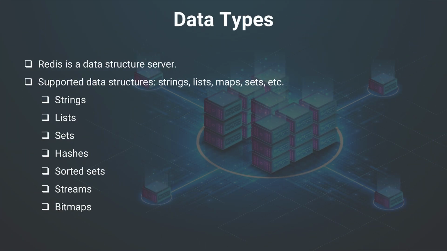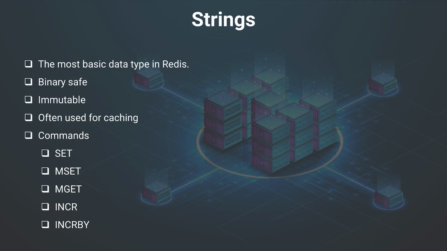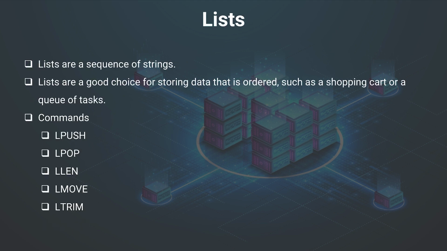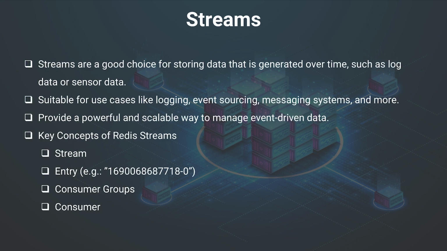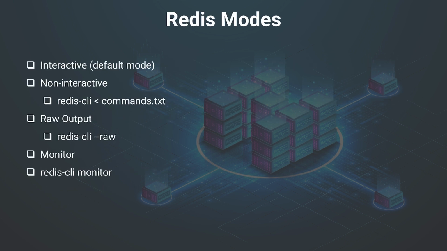Next, you will gain a good understanding of the data types and data structures in Redis, starting with learning about strings. This will be followed by a thorough explanation of lists, sets, and hashes. You will also learn in detail about streams, sorted sets, and bitmaps. And then you will explore the Redis CLI, where you will learn about the modes of Redis CLI as well as how to use it.